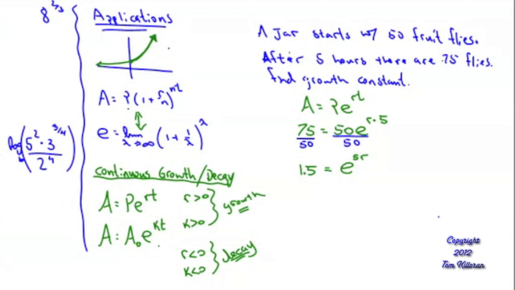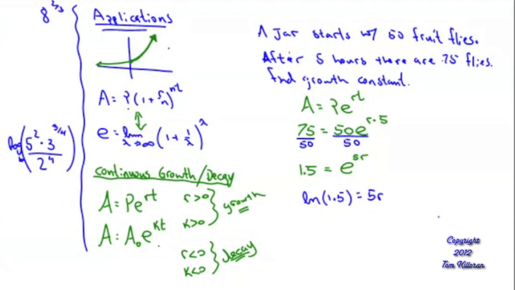Now you have two choices. You can either A, rewrite this as a logarithm, or B, use the inverse property of logarithms. Both of them come up with the same answer. Which one's easier? Actually, neither. They're about the same. Rewrite it. So if I rewrite it, it becomes ln, because it's base e, of 1.5, the other side, is equal to 5r.